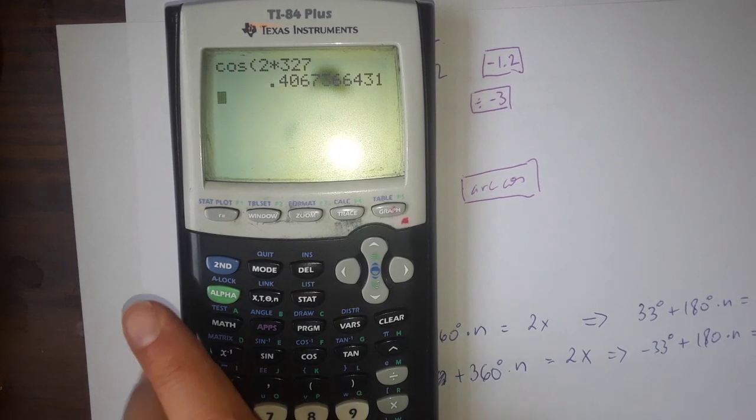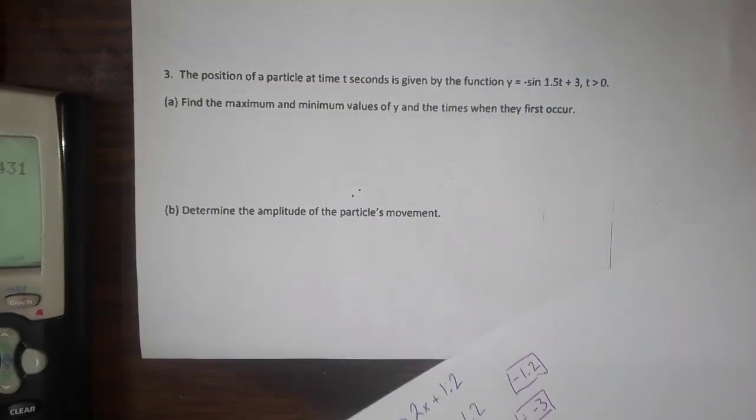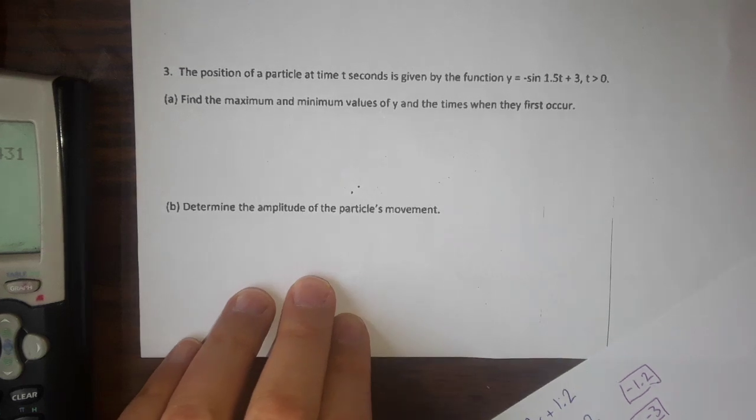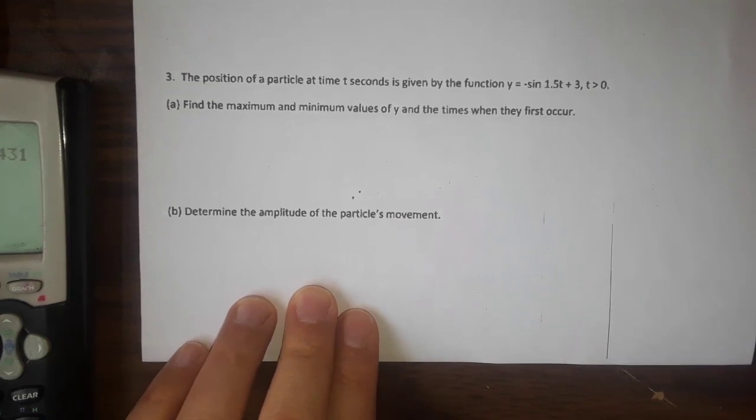Okay, so that's it. I think it's enough. The next one is exactly the same one as the top, so I think you can solve it easily.